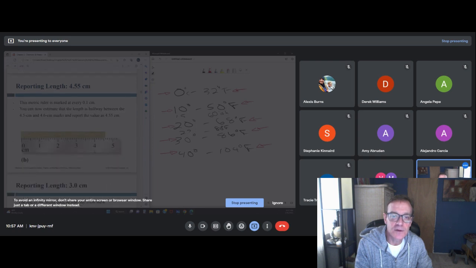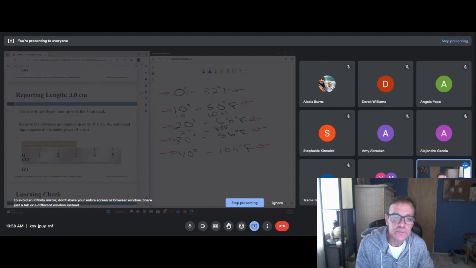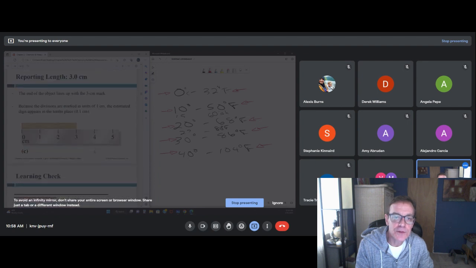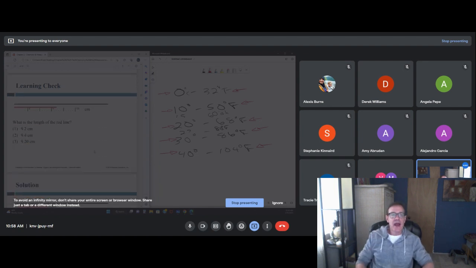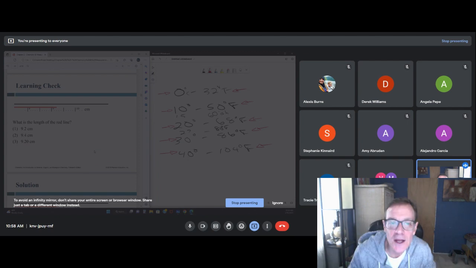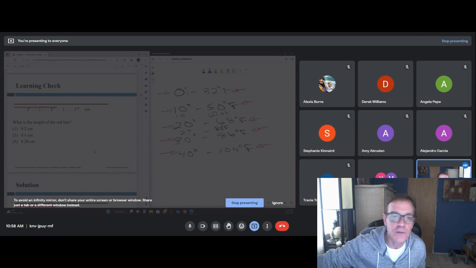accuracies. Okay, so same measuring. We have 4.5, so we know it's between 4.5 and 4.6. So our guesstimate is going to have to be between 4.5 and 4.6. Okay. So 3 centimeters here, only between 3 and 4 once again. So which of those is accurate? How long is that red line, assuming it lines up directly over one of the dots?